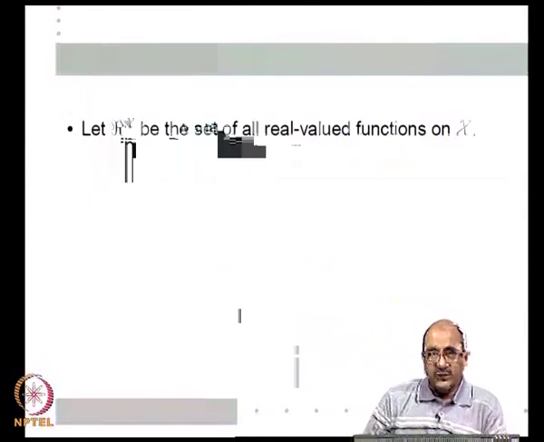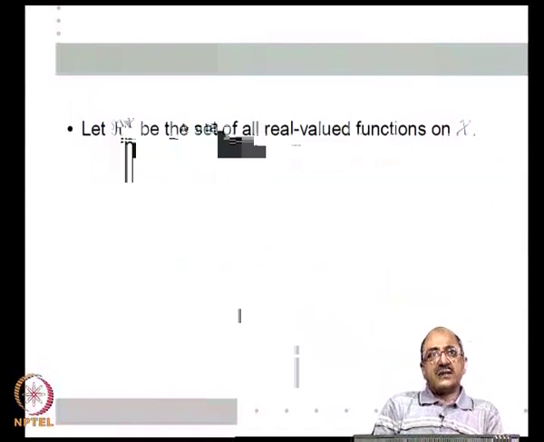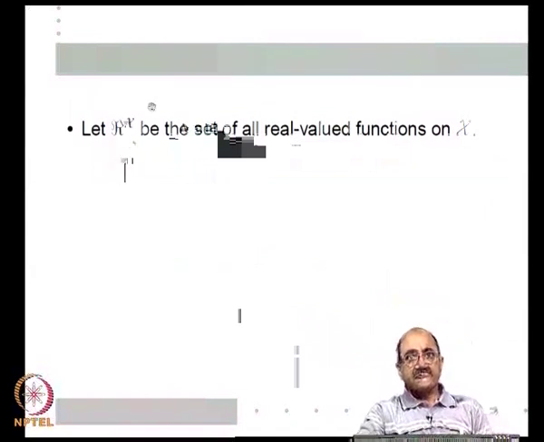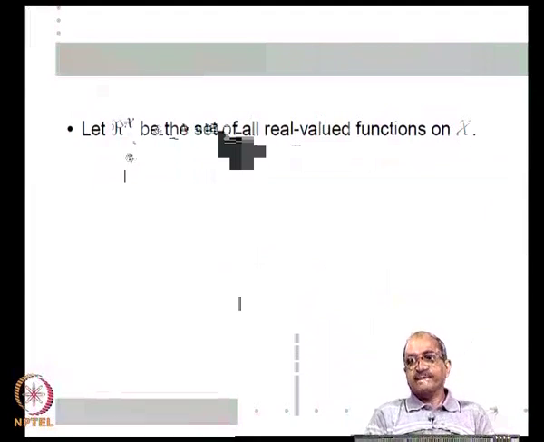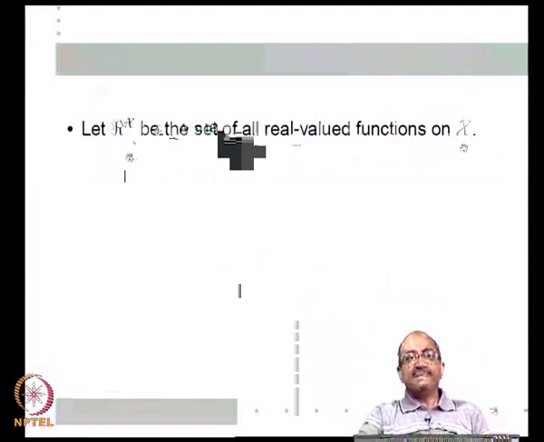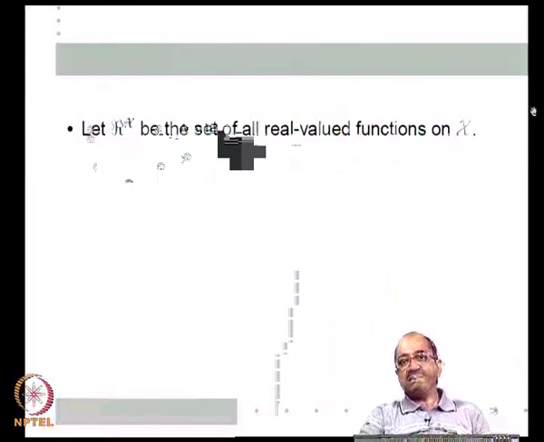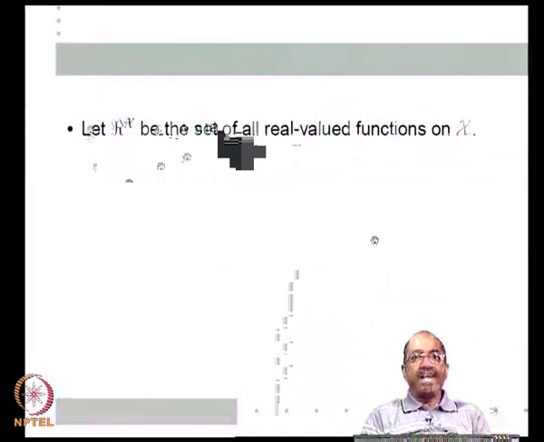So, to start on this, let R superscript script X be the set of all real valued functions on my feature space. That is, if I have any function g that maps my feature space to real numbers, then that g will be an element of this set. So, this set consists of all possible real valued functions on my feature space X. Okay. Now, K be the given positive definite kernel.